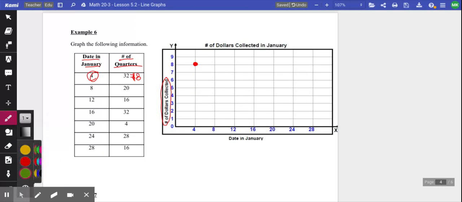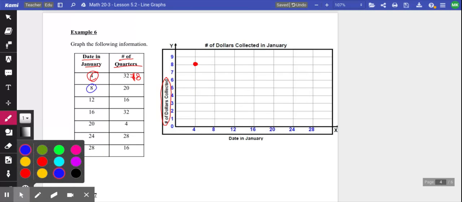Then I'm going to do that for every single point here. So on the 8th of January, I'm going to have $5. If I had 20 quarters, that's $5. So I go to the 8th of January. I go up to $5 right here, and I make a dot. I then do the same thing for the 12th. I have 16 quarters. 16 quarters would be $4. So on the 12th, I go up until I get to $4, and I make a point.